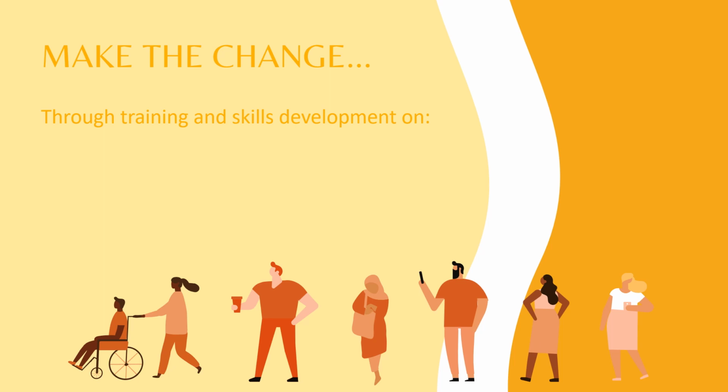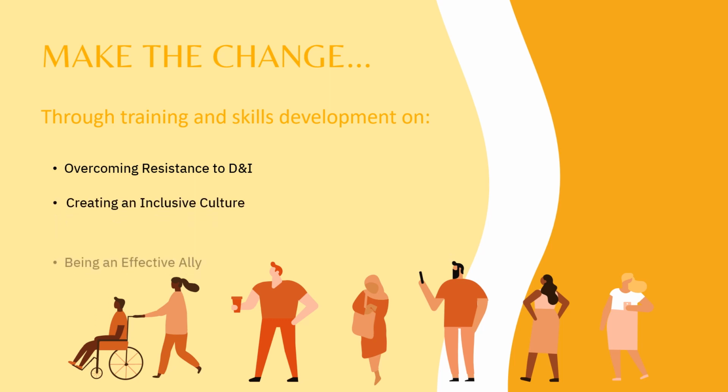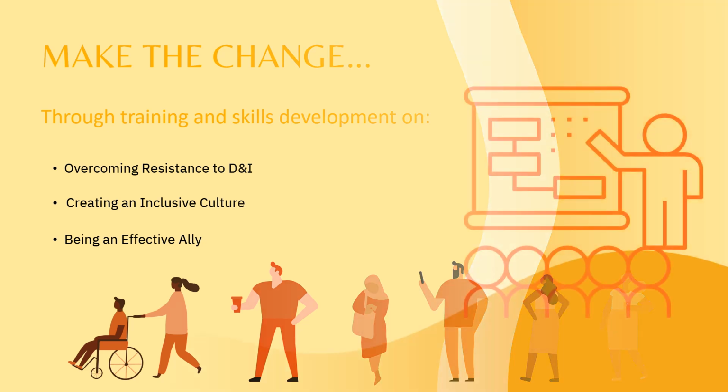Once you know how to be the change through your words and actions, the question then becomes how to make the change in your organization. At CSI, we focus on training and skills development in 3 key areas: how to overcome resistance to diversity and inclusion within yourself and with others on your team, how to create an inclusive workplace culture, and how to become an effective ally. We have developed modules to help you with these skills.